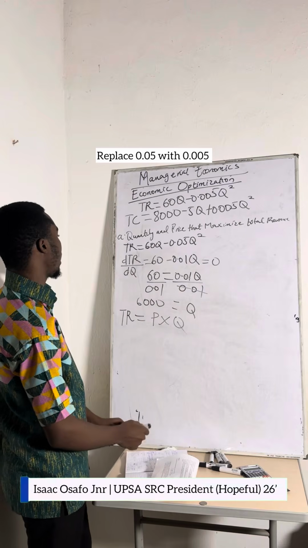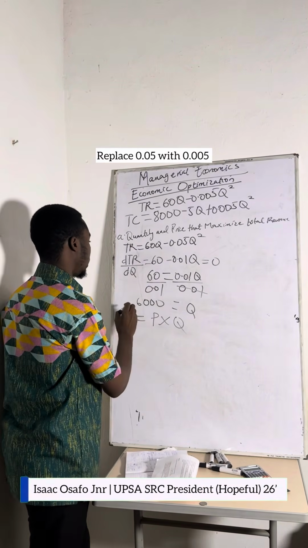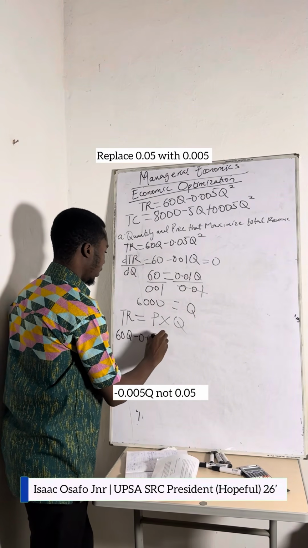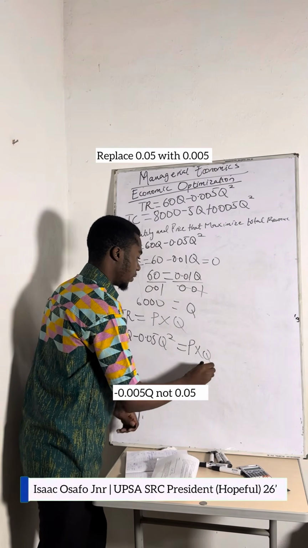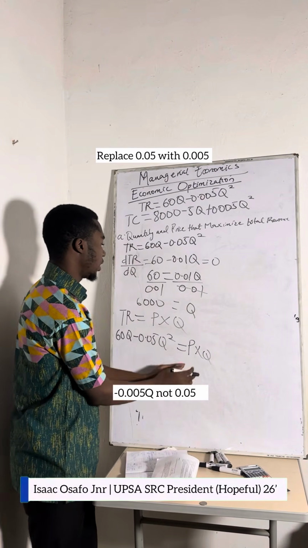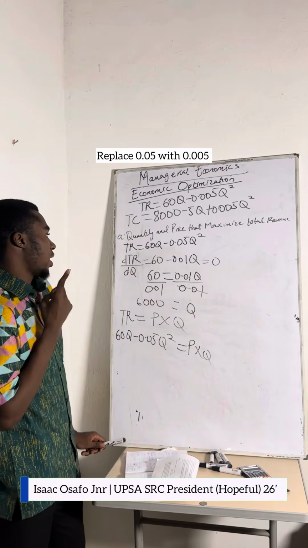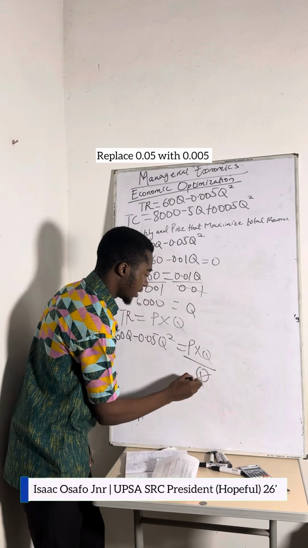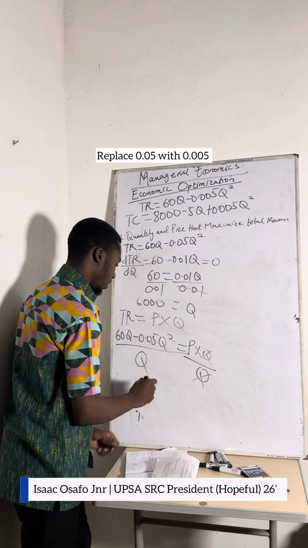In finding the price, if the total revenue is price times quantity, and our total revenue is 60Q minus 0.05Q squared, then we know it is equal to price times quantity. I've not done anything; we already know that this is the total revenue. I just brought it down and equated it to P times Q. Now we are interested in finding the price since we've already found the quantity. So we divide both sides by the quantity so that this and this will cancel. We want to be left with price, so I also divide here by quantity.